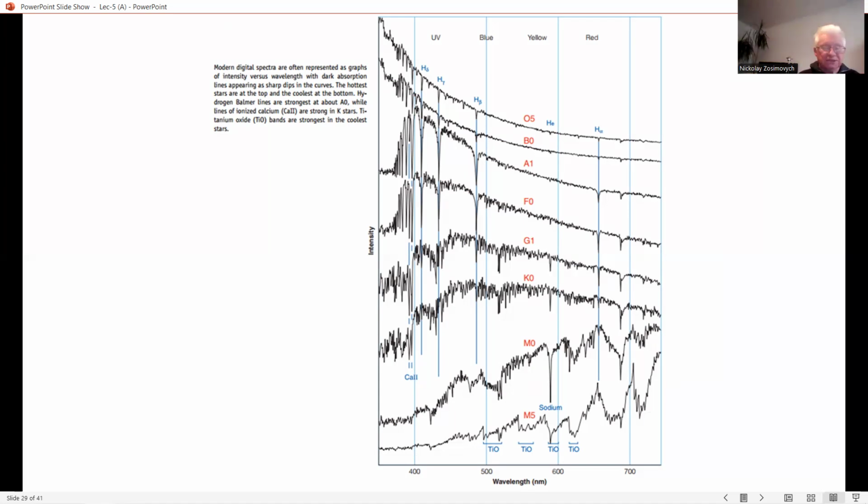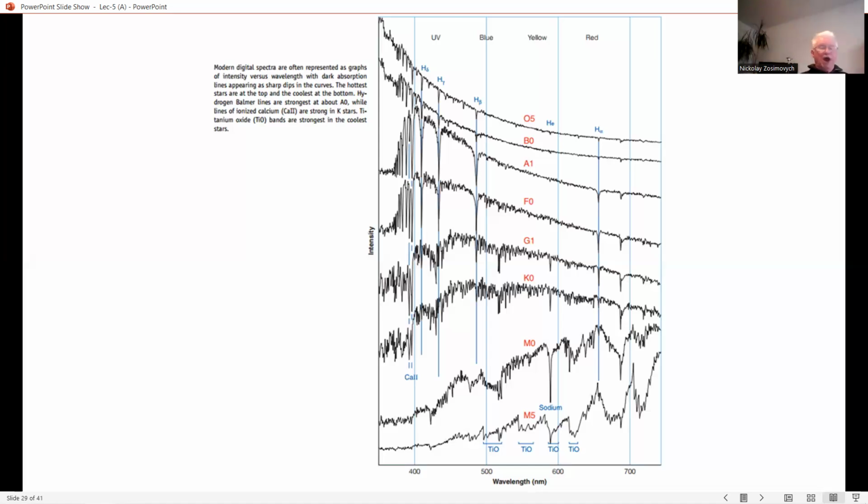Let's look at this figure, please. Such graphs allow more detailed analysis than photographs. And notice, for example, that the overall curves are similar to black body curves. The wavelength of maximum intensity is in the infrared for the coolest stars and in the ultraviolet for the hottest stars. Look carefully at these graphs, and you can see that helium is visible only in the spectra of the hottest classes and titanium oxide bands only in the coolest.